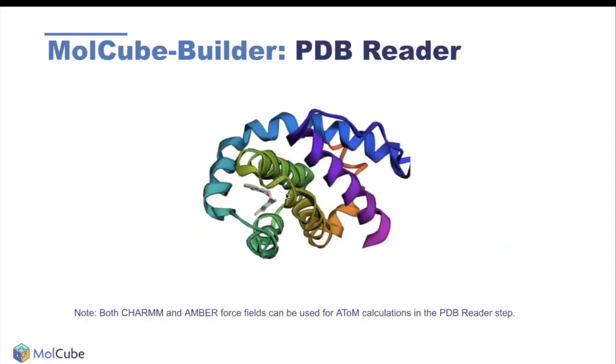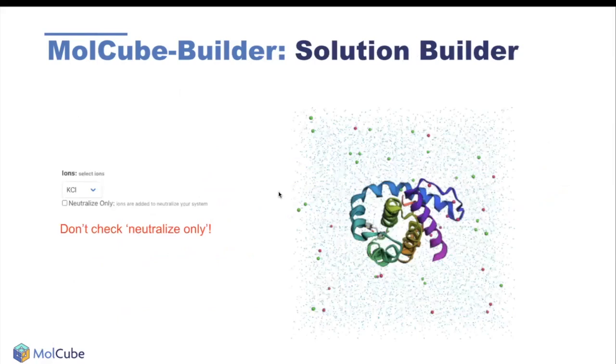We will start from PDB reader. I have shown this step in the MSLD example. One thing different from MSLD setting up is that for AToM calculation, we can use any force field and water model as the main force field. Then we proceed to the solution builder step, which is basically the same as we have shown in the MSLD example. I will also skip the details here, but we will not check this neutralize only option either.